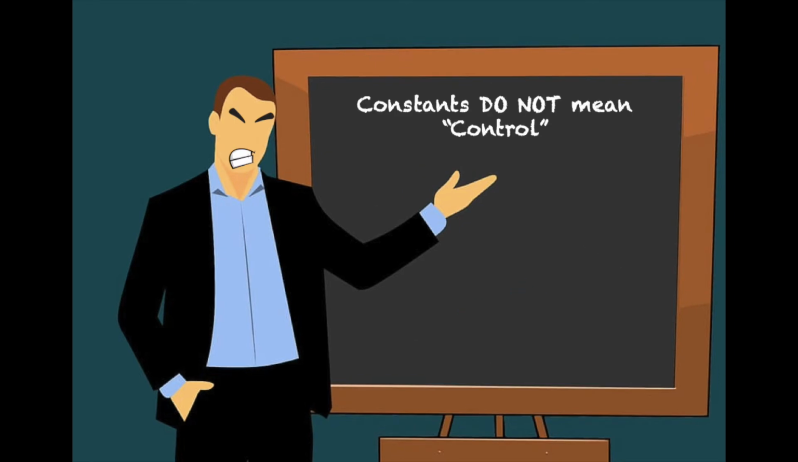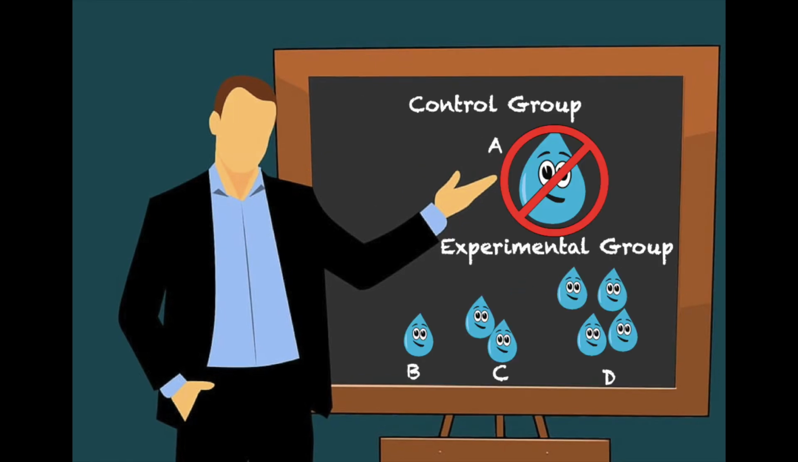I do feel that I need to point out that constants are not the same thing as a control. A control group is what you use to compare to the experimental group. In our example, the control group would be the plant receiving no water. We know from experience that this is not healthy for the plant and allows us to compare it with other plants that we will be manipulating during our experiment.